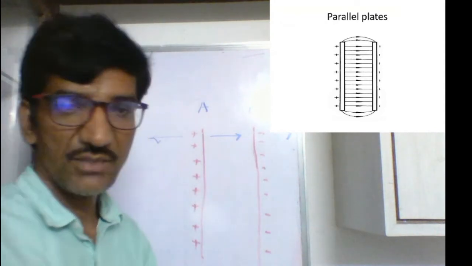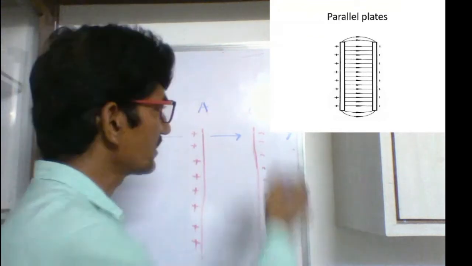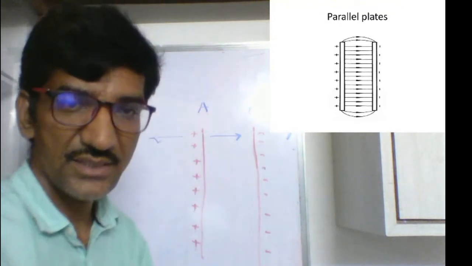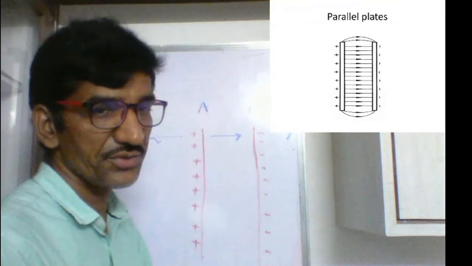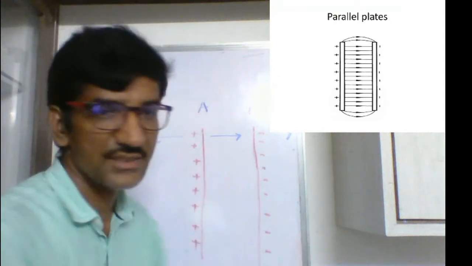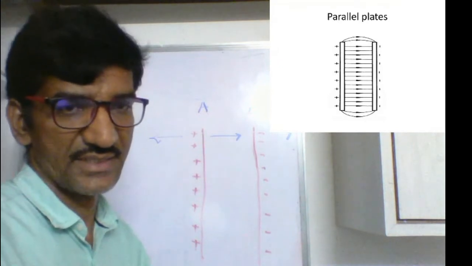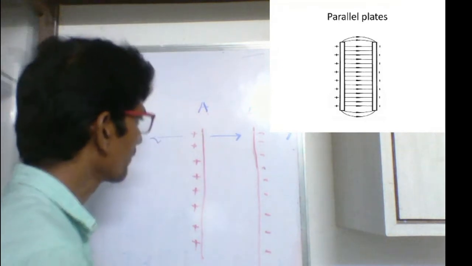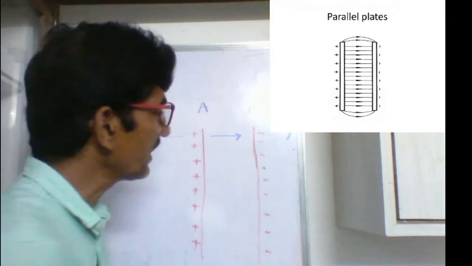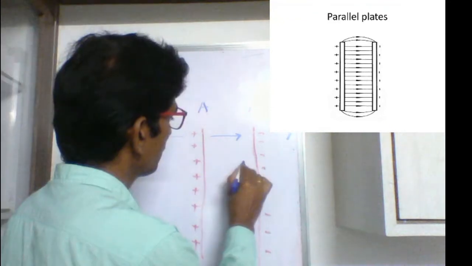Next, let us forget about plate A and go for plate B. This is plate B. It is a negative plate, that means negative charge is stored on this plate. Let us imagine that the surface charge density is the same for both plates except for the sign. Now let us draw the field lines for plate B. It is a negative plate, that's why field lines always enter into the plate.